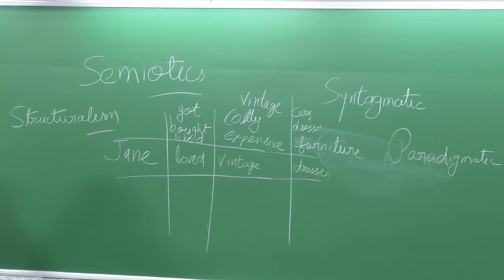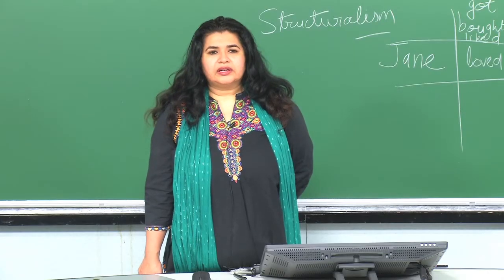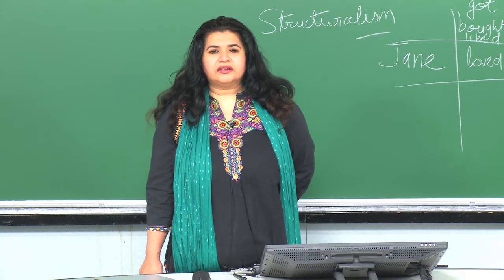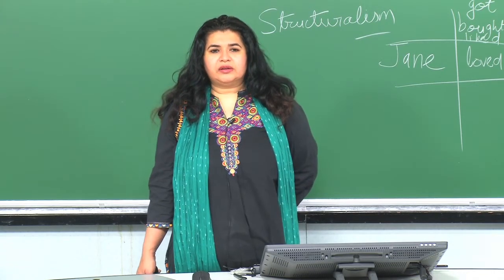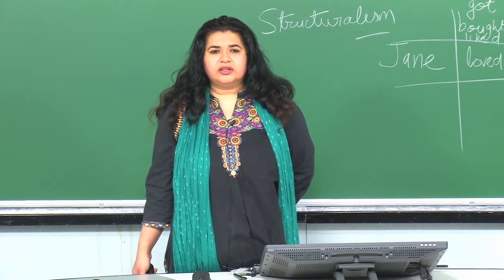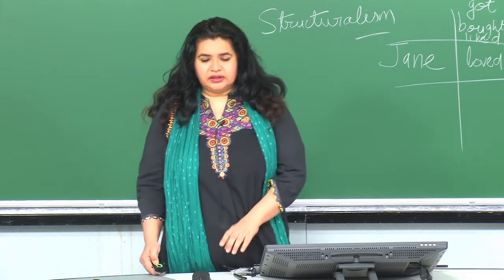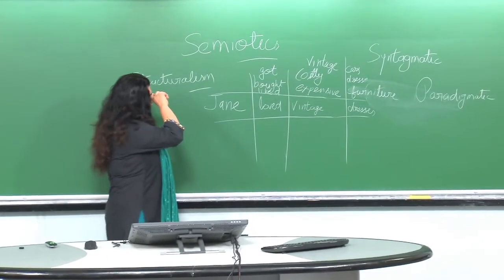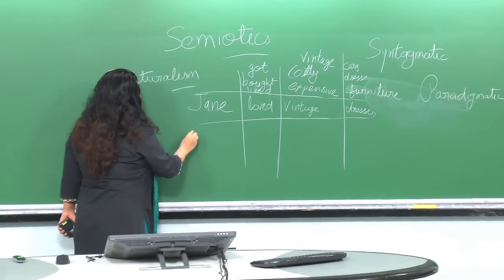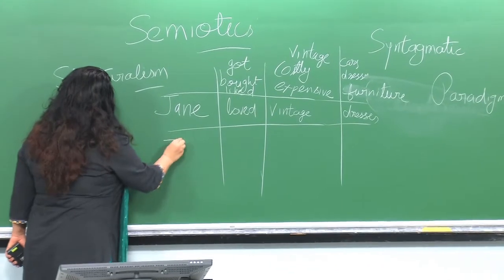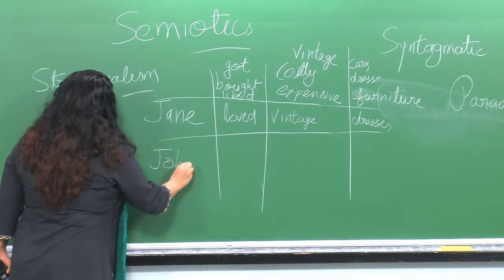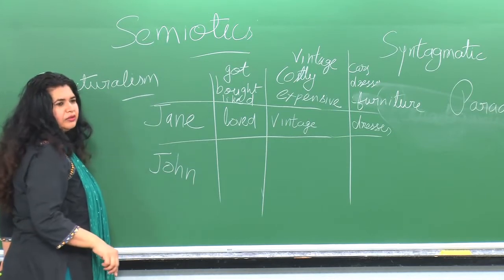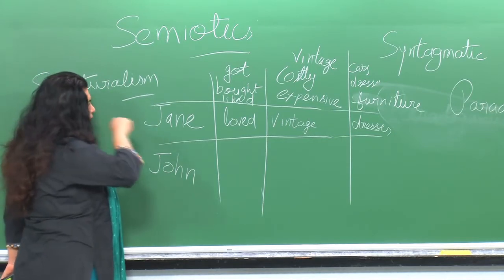A paradigmatic relationship refers to the relationship between words that are the same parts of speech and which can be substituted for each other in the same position within a given sentence. I have used the name John, but you can use Jane as well, same part of speech. You can also use the word hurry.